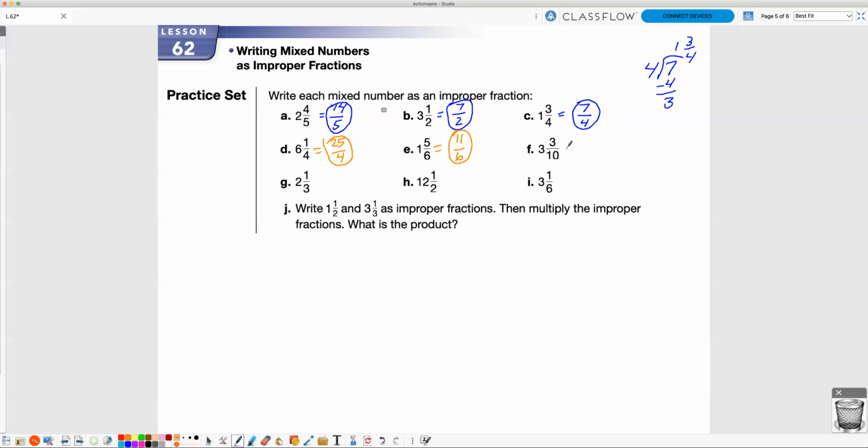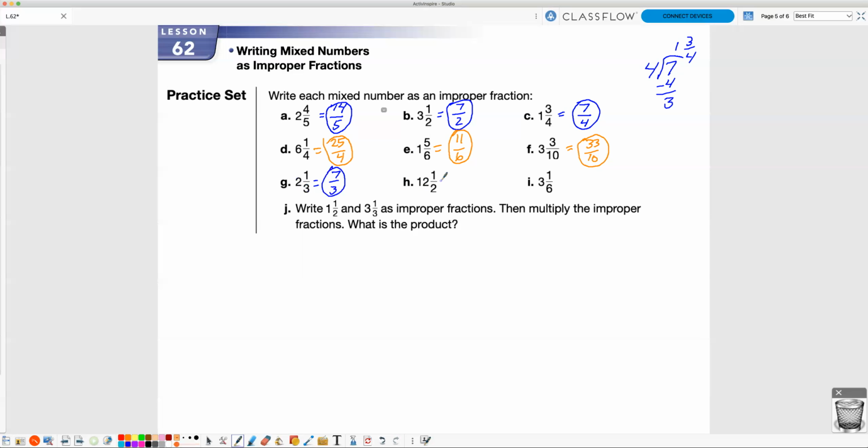Letter F, 3 3/10. Should have 10 times 3, which is 30, plus 3 makes 33. The denominator is a 10. And letter G, 2 1/3. In this one, you'd have 2 times 3 is 6, plus 1 makes 7. 7 over 3, because the denominator is already 3.